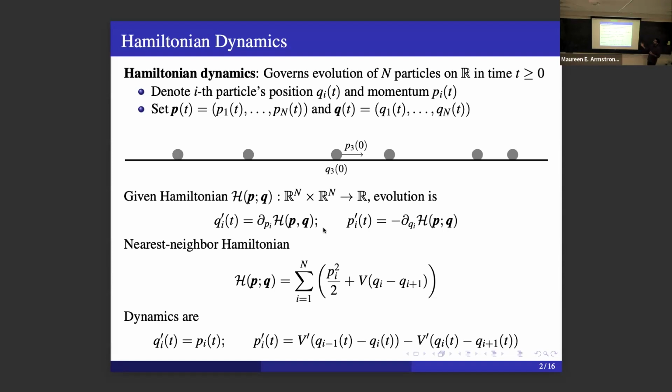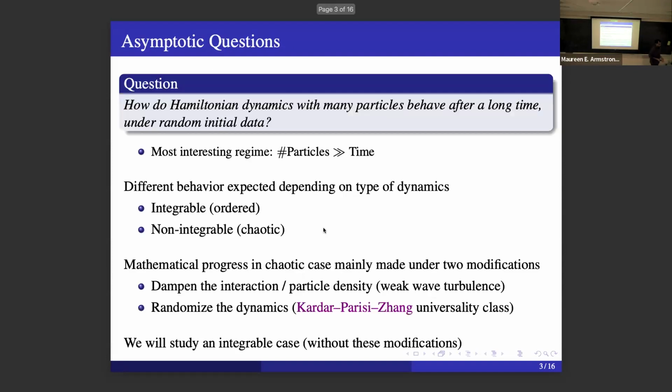Okay, so this is, again, a fairly broad class of systems, and a basic question you can ask yourself is, how do Hamiltonian dynamics with many particles behave after a long period of time under, say, generic initial data or random initial data? Okay, so what exactly do I mean by this, behave? This term behave can have many precise meanings. For example, I might ask, how many particles cross the origin after a long period of time? Or what is the so-called 2-point function? So if I look in some interval, say between 0 and 1, what is the covariance between having a particle there at time 0 and having a particle there at time t?